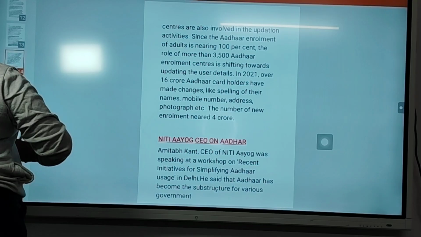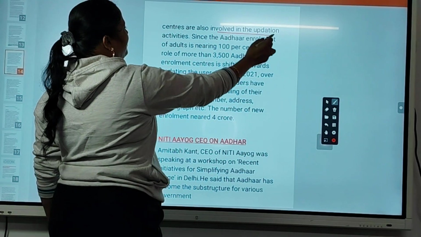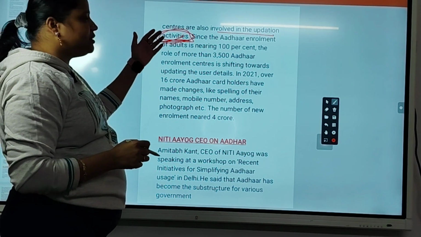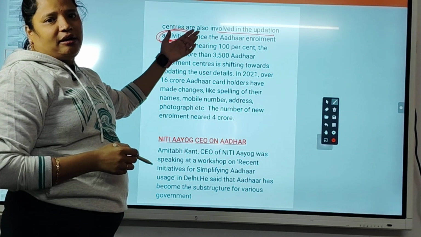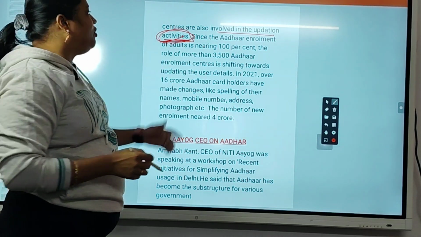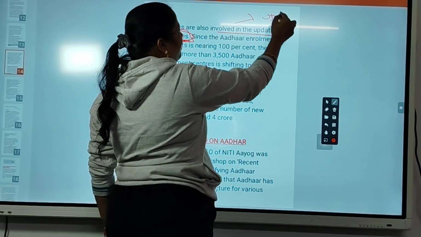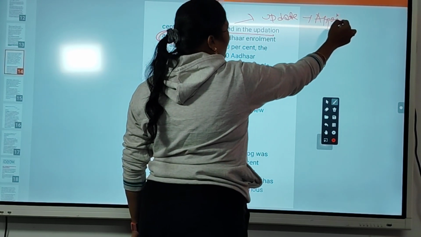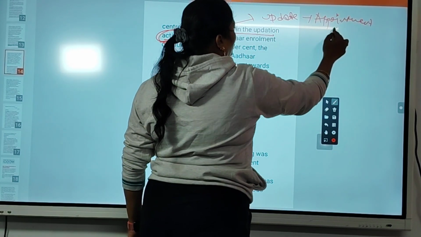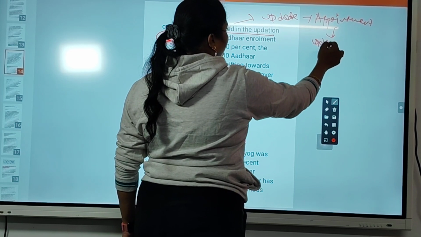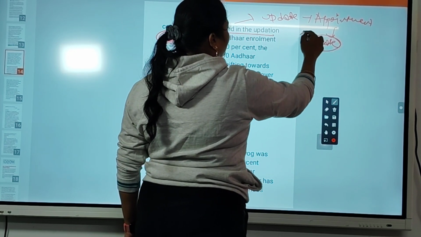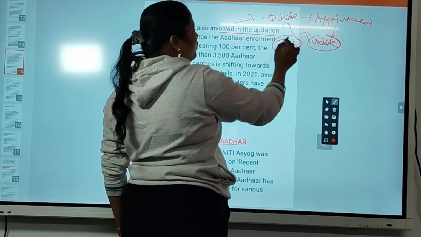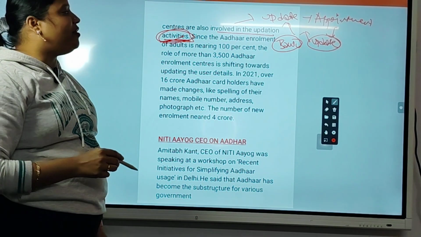Aadhaar enrollment centers are also involved in updation activities. When you want to update your Aadhaar, you have to take an appointment from the executive. When you get the appointment, on that day you have to go and update your information. Whatever the number is on Aadhaar, that should be there in the bank. Then it will be easy for you to get any government scheme benefits.